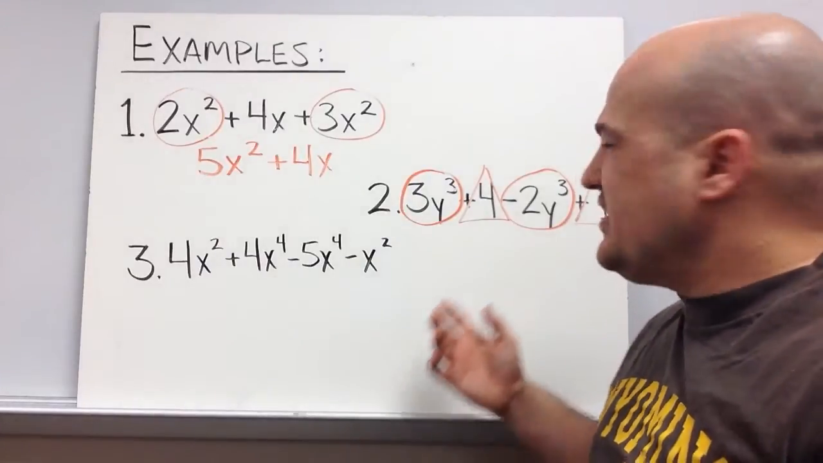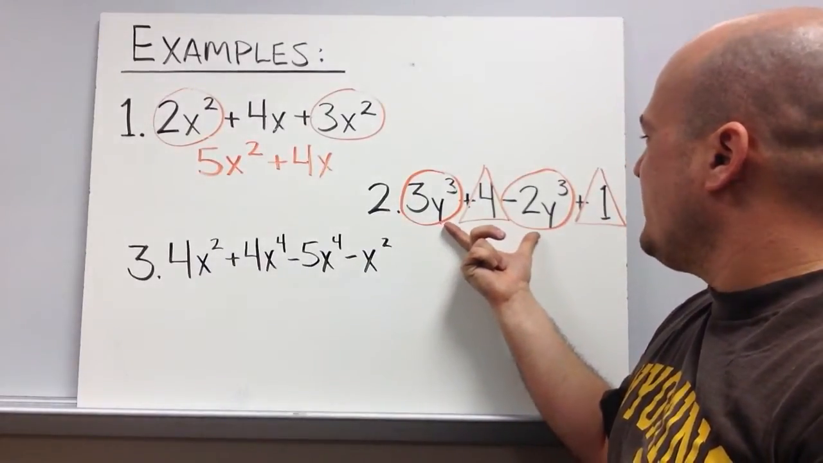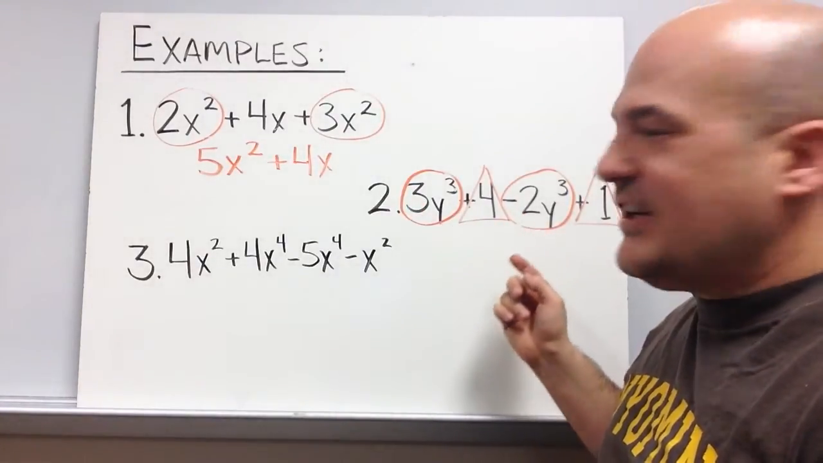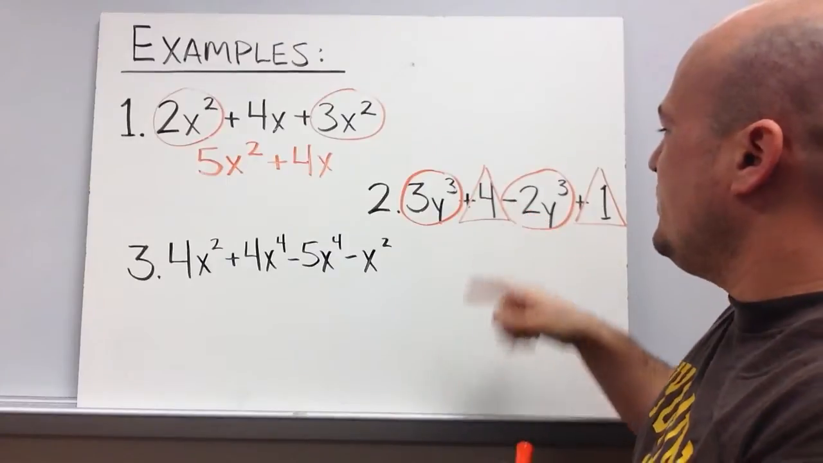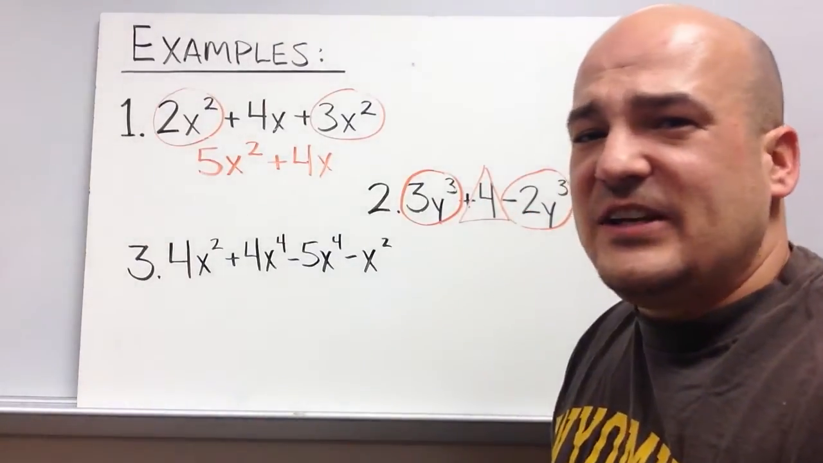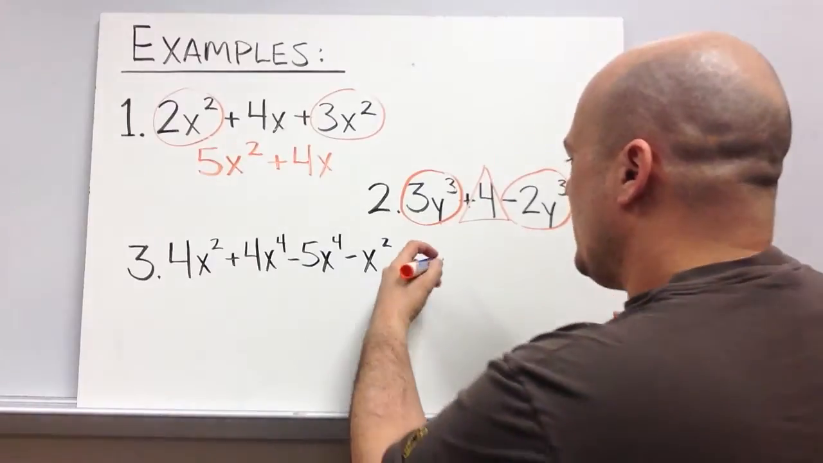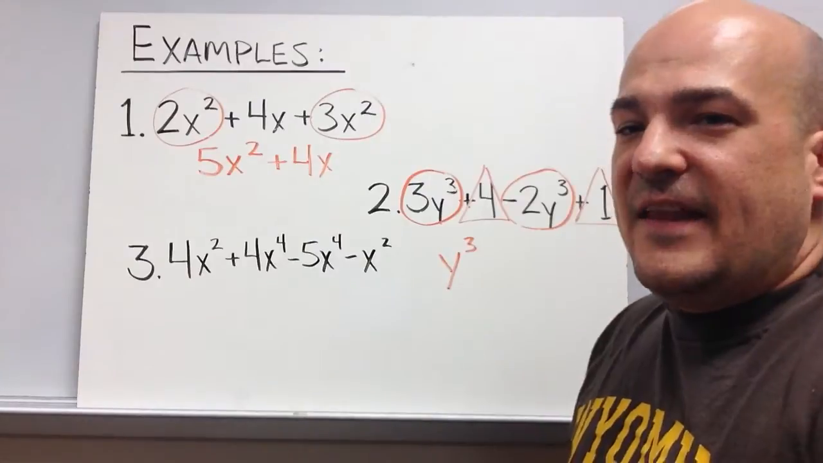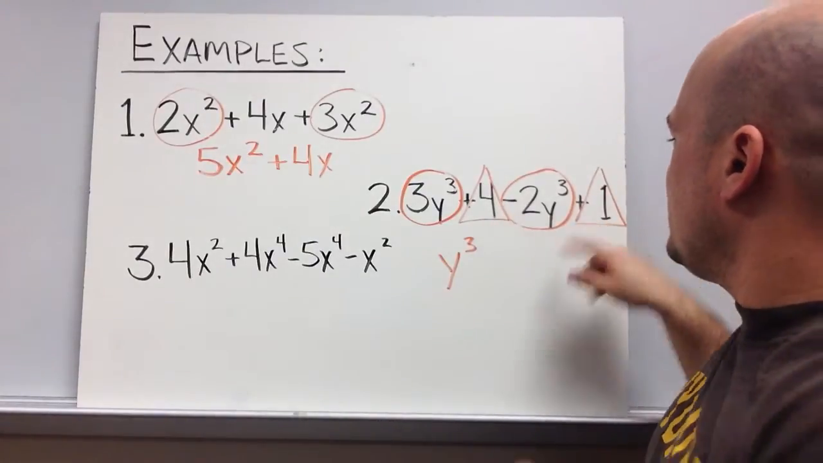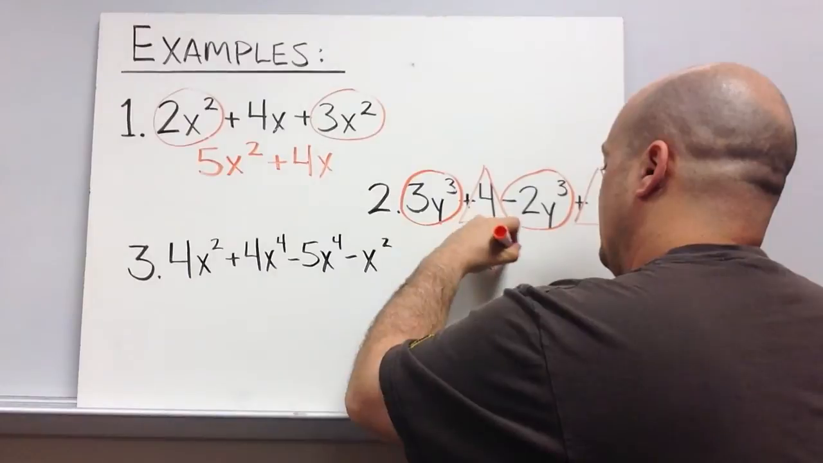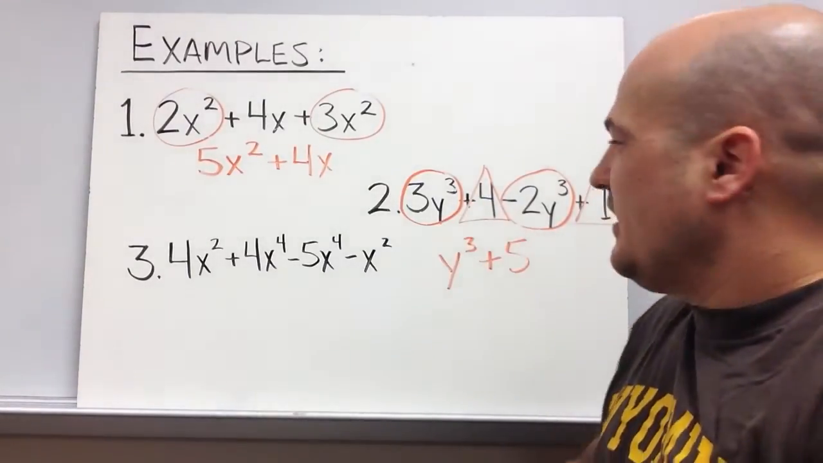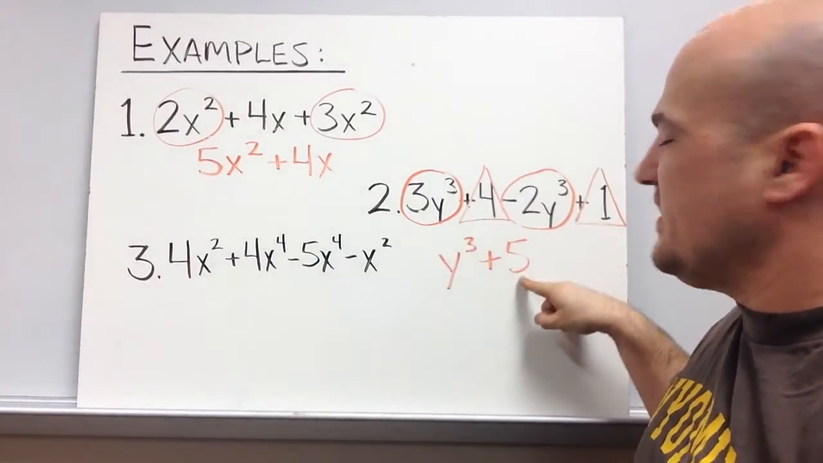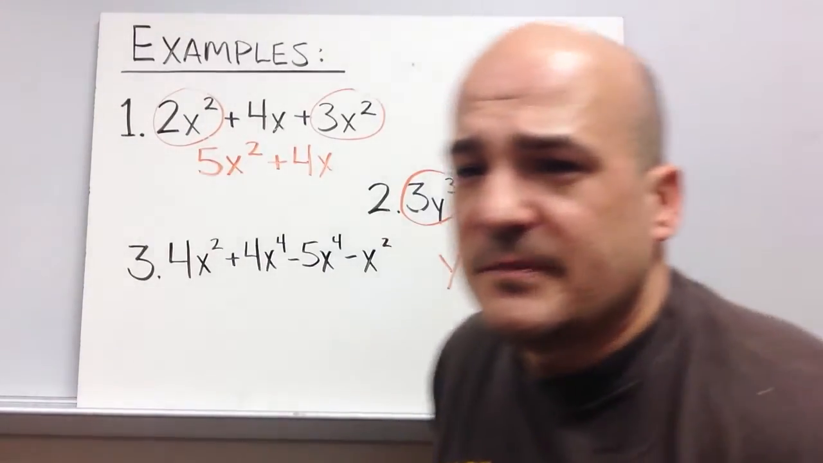There we go. So now I just add the like terms. I've got a 3y cubed minus 2y cubed. So 3 minus 2 is 1y cubed, and you don't need to write that 1. In fact, it's kind of a waste to write that 1. So I'm just going to have y cubed. And then I add my other like terms. 4 plus 1 is 5. Okay, so 3 minus 2 is 1, and 4 plus 1 is 5. Adding like terms.